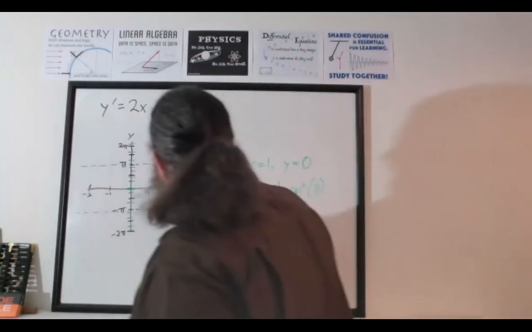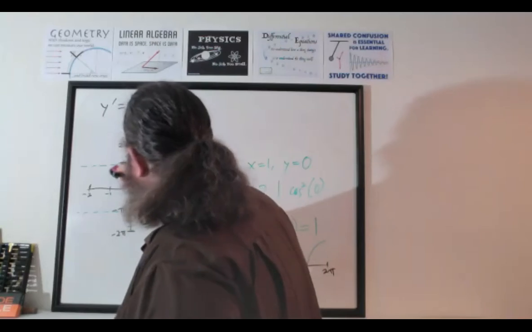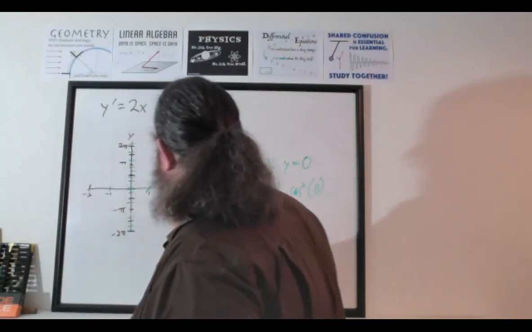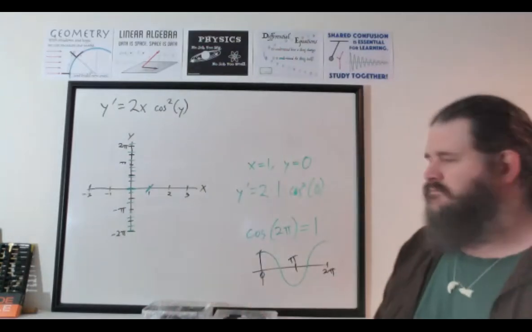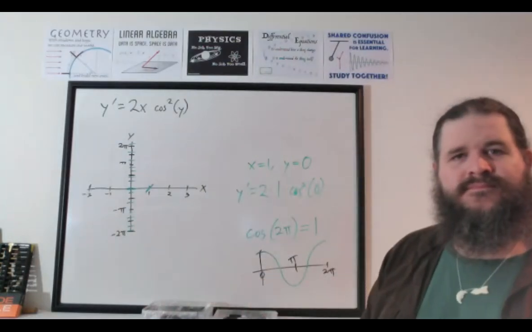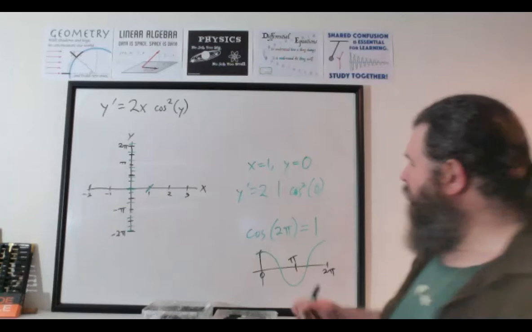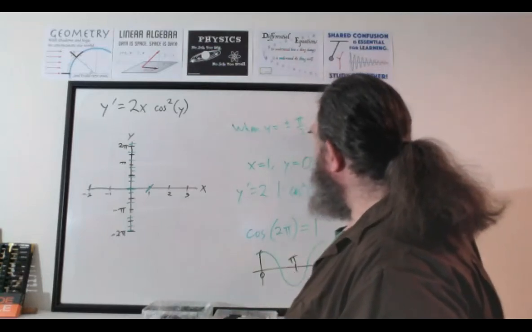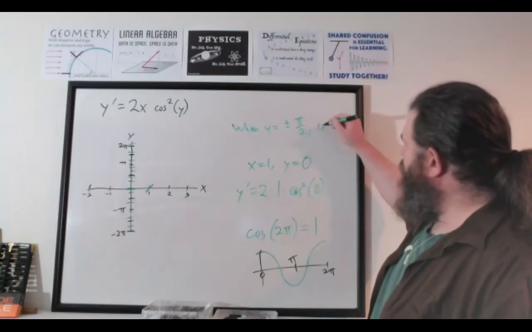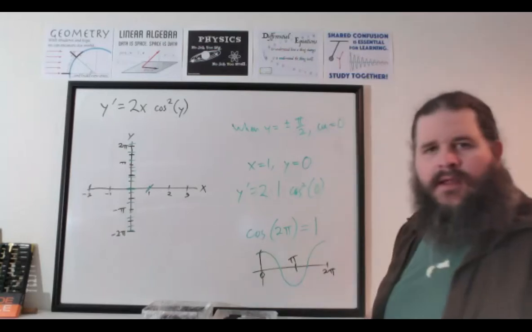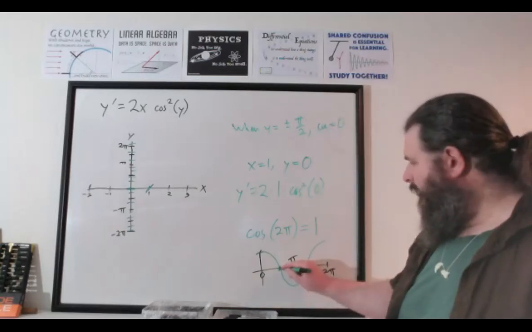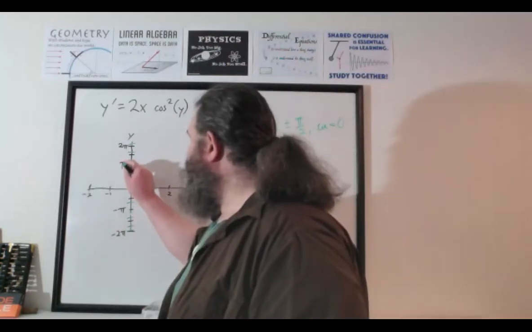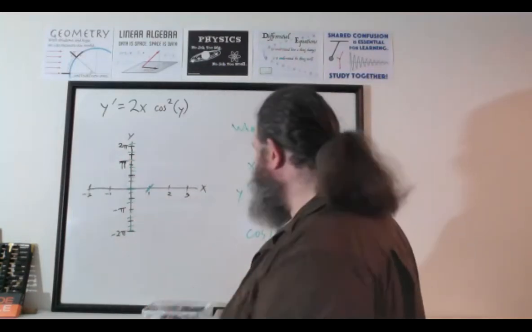So let's rethink this a little bit. Cosine of pi is not 0. What angle would y have to be to make this 0? Yeah, cosine of pi over 2. So when y is plus or minus pi over 2, then cosine is 0. And also 3 pi over 2 should also work. Pi over 2, 3 pi over 2.